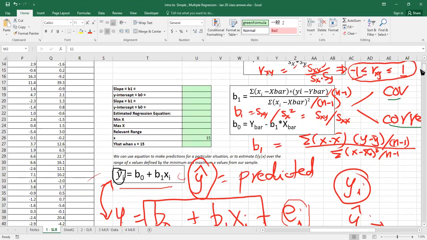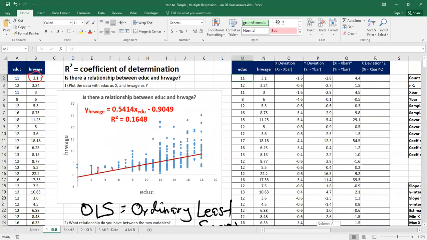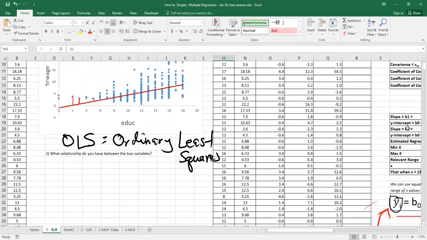Diba sabi natin, ano ba gamit ng regression? Para mas maintindihan natin dependent variable as it relates to the independent variable. That's one. And the second one is to be able to predict your dependent variable. So in this case, pwede natin i-predict si hourly wage using education. Okay? Alright. So ang method na ginagamit dyan guys is what we call, sabi natin last time, ordinary least squares.